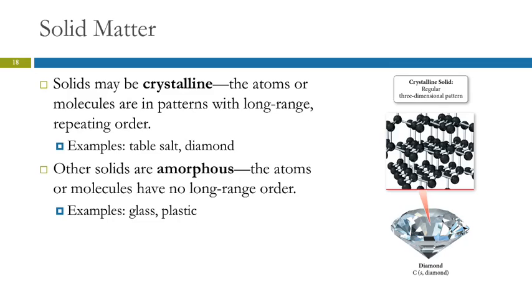We can categorize solids by how the particles are arranged. The solids may be crystalline, meaning they're arranged in a three-dimensional pattern. Diamond is an example of this. There is a definite order to the carbon atoms in the diamond. That's a crystalline solid. The other type is amorphous. The prefix a means without, and morph refers to shape. So, without shape.